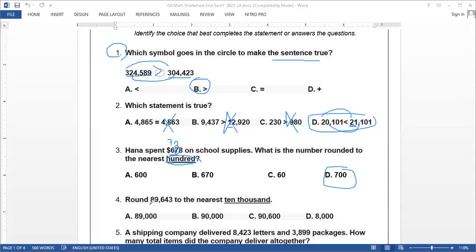So, question number 4, nearest 10,000. Here, ones digit, tens, hundreds, thousands, 10,000. So this is the rounding digit. So I look at the digit on the right, which is 9. If the number on the right of the rounding digit is 5 or more, we need to add 1 to the rounding digit. So the rounding digit, which is 8, becomes 9. And all the digits on the right become zeros. So the answer will be 90,000. So the answer is B.